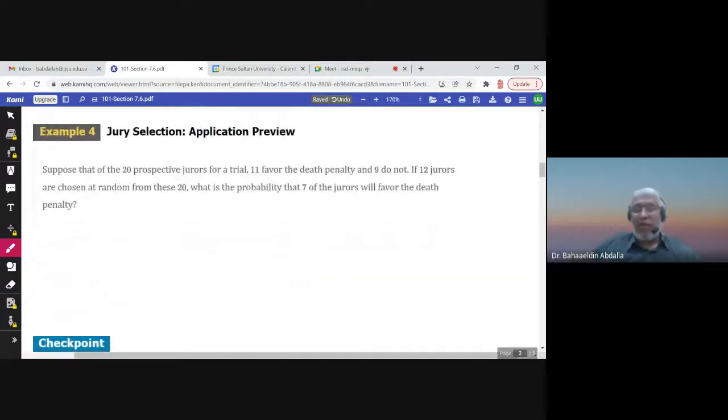We need to read the question carefully and try to understand the experiment. That's always the case. There is no quick way to solve these kinds of questions.